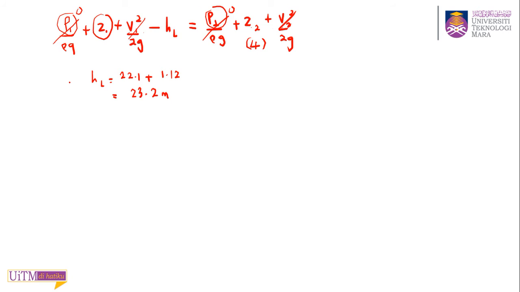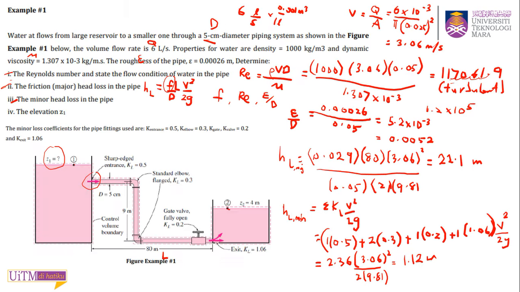So that means you are left with only Z1, the one that you want to find, equal to Z2 plus HL. So Z2 is 4 plus HL. Your HL is 23.2. So you can get your answer for Z1 is 27.2 meter.